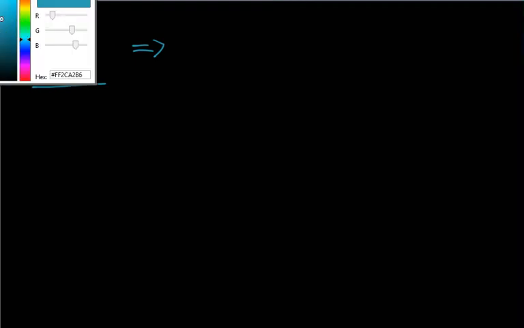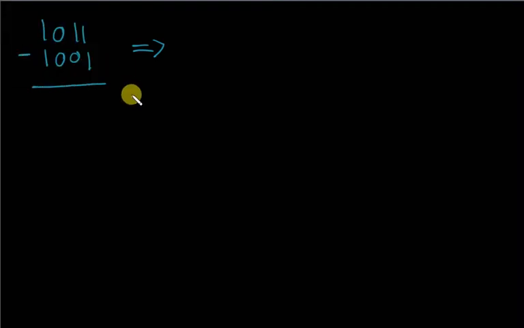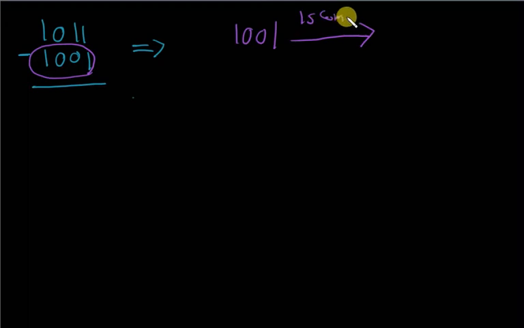Let me change the color. We will take this positive number and change it to a negative. So I have 1 0 0 1 and I want to make it a negative number. I have two ways to do that. One of the ways that I can make this a negative number and do the subtraction is one's complement.